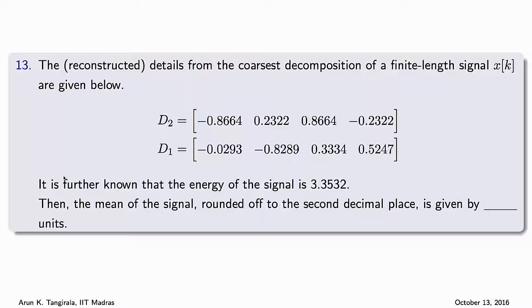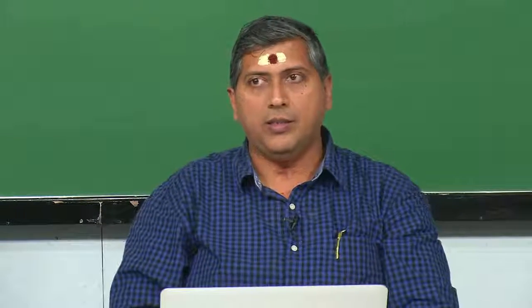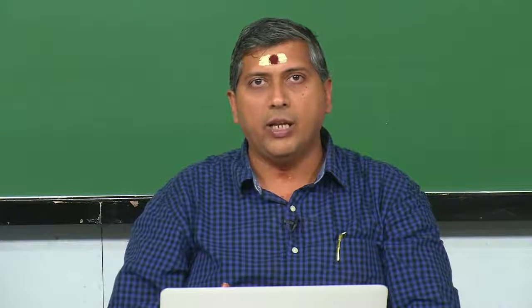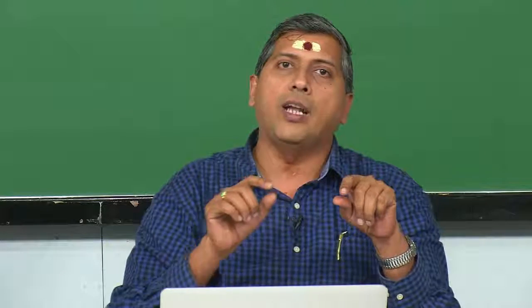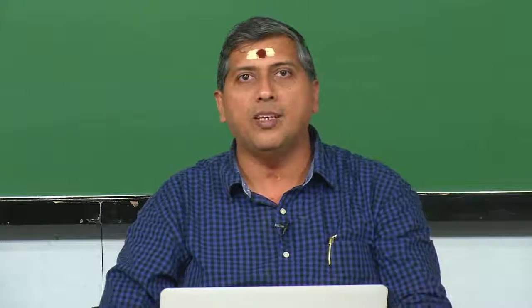So, what is the relation between the mean of the signal and the coarsest decomposition? How is this value of energy that is given to me useful in answering this question? Well, the foremost thing that one should remember is when one does a coarsest decomposition of a signal in DWT and reconstructs the components, the approximation component that one reconstructs is at every point in time simply going to be the mean of the signal, because the coarsest approximation of any signal is simply the mean. That is the central idea that one wants to use here.